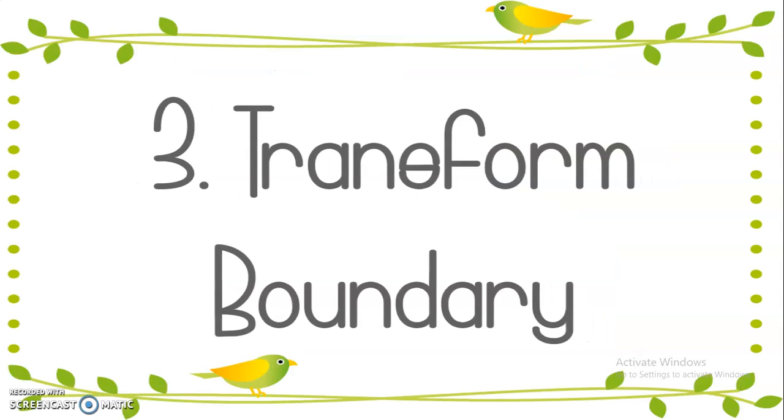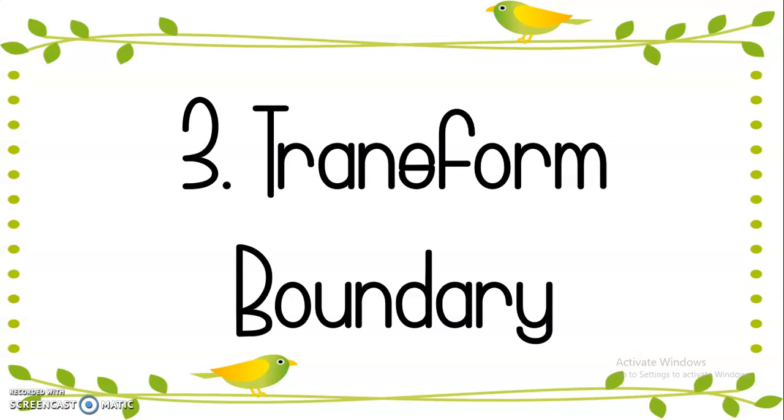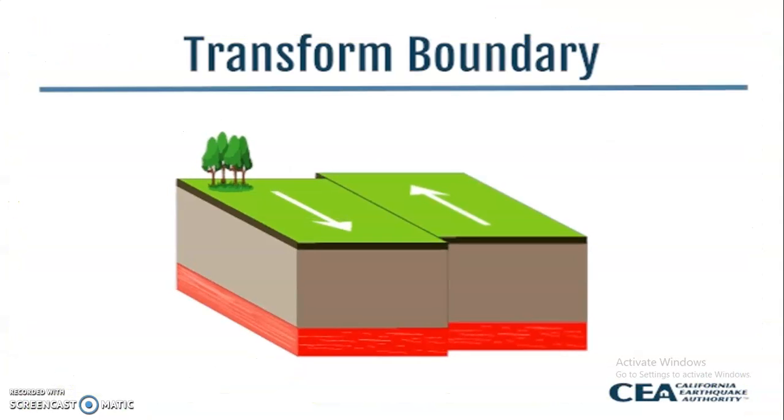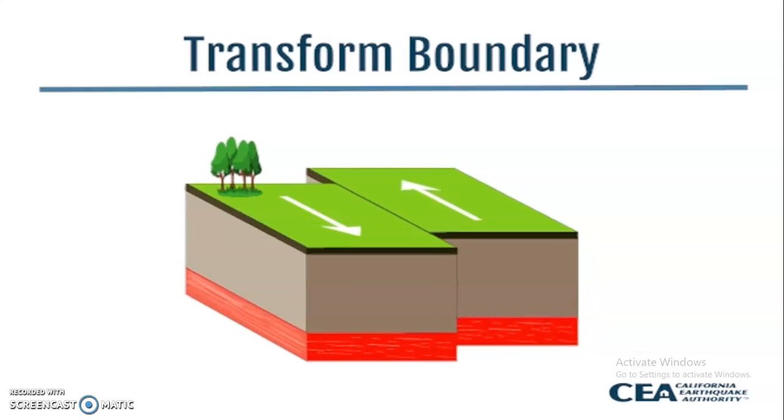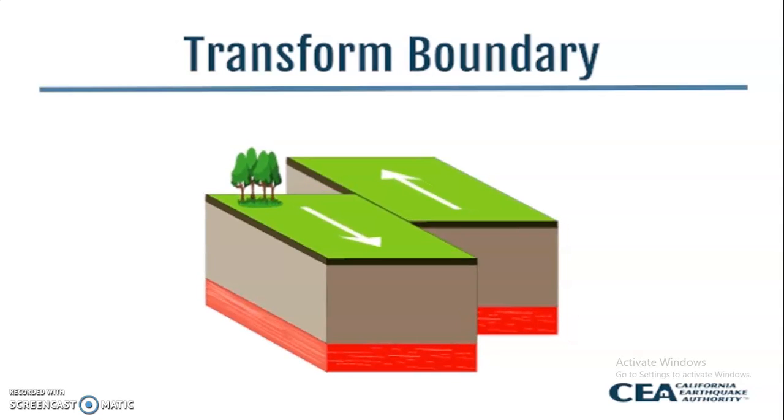For the last type of boundary, we have transform boundary. In this boundary, the crust is neither created nor destroyed. The plates slide past one another during their movements. Thus, shallow earthquakes and strike-slip faulting are common.